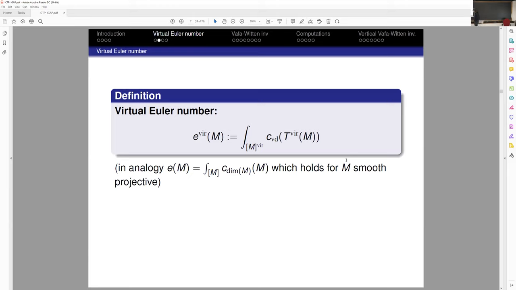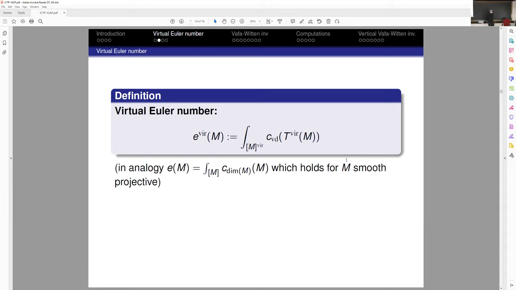Now it's a classical result, the Hopf index theorem, that if you have a smooth compact manifold or smooth projective variety M, the Euler number is equal to the evaluation of the top Chern class of the tangent bundle of M on the fundamental class of M. So the Euler number is equal to this. This is the classical result; I think there are also many proofs. And we just use this as a definition of the virtual Euler number.